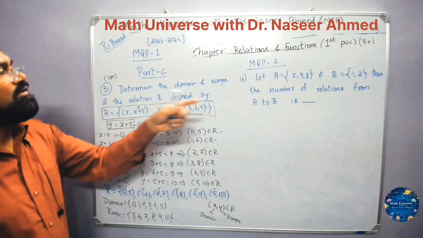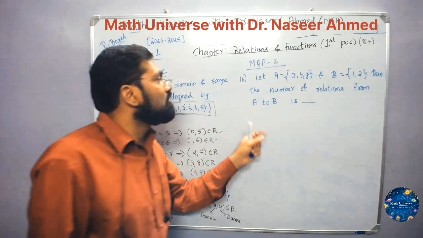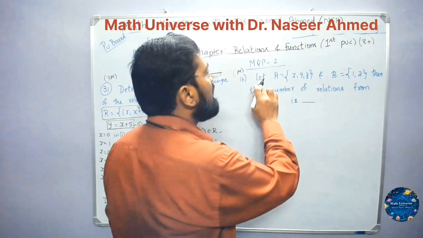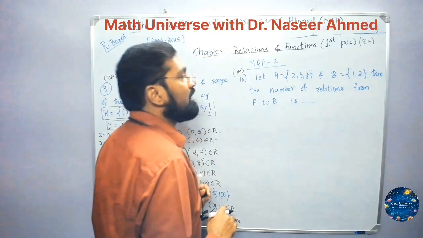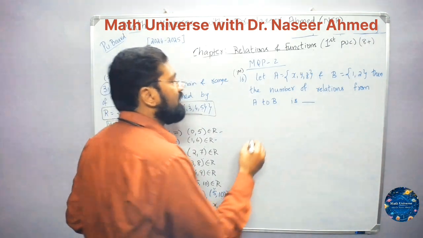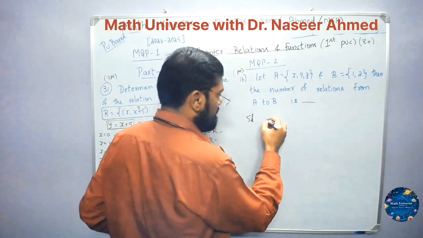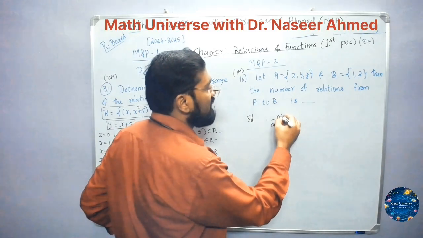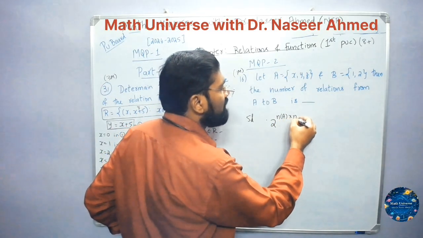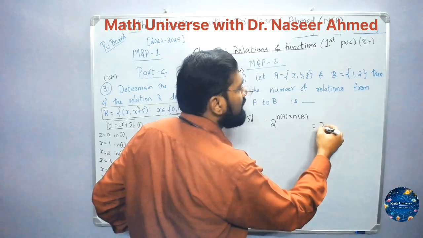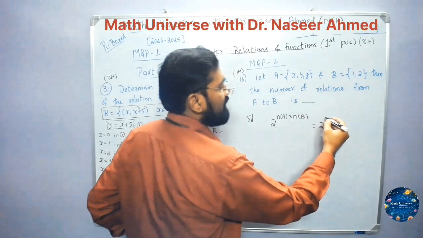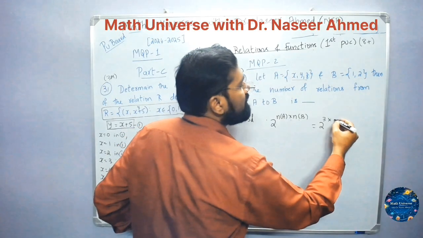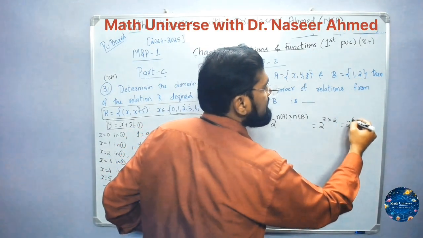Now let us move on to model question paper number 2. It is a fill in the blanks 1 marker question. Question is asking that let A and B be given two sets, the number of relations from A to B. Recall the formula. Number of relations from A to B, the formula is what? 2 to the power of number of elements in A into number of elements in set B. How many elements do we have in set A? 3. So write 3. Then into how many elements do we have in B? 2. 3 2s are 6.